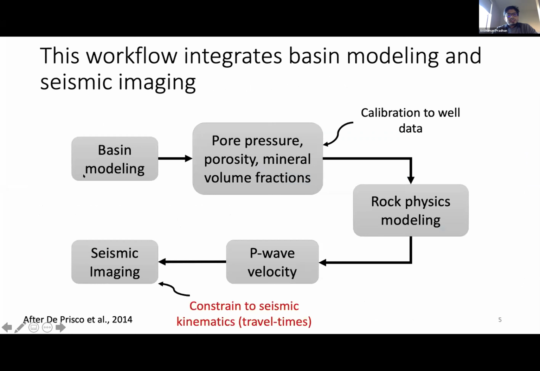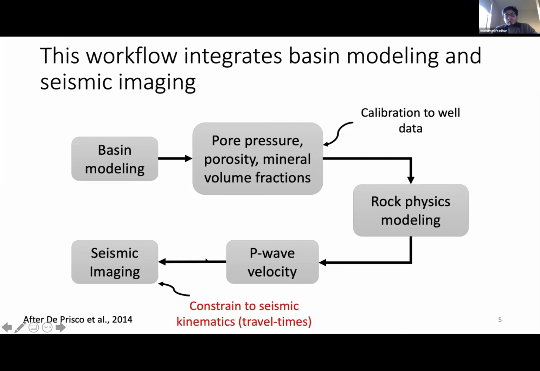Right. So in order to do that, we'll be using an integrated workflow in this talk, and I'm showing that in this slide over here. What we do is we begin with basin modeling, and basin modeling gives us our normal outputs of properties such as pore pressure, porosity, mineral volume fractions. Now, in order to impose the seismic constraints on the basin modeling outputs, we need to relate it to the P-wave velocity of the rocks. And we do that using rock physics modeling, which is this component over here. And then once we have P-wave velocity, we can constrain to our seismic travel times and kinematics.